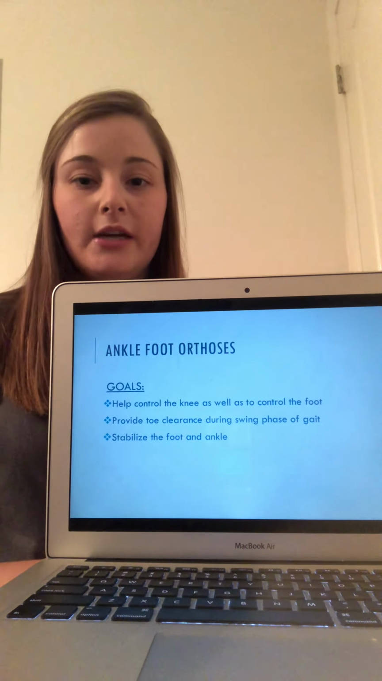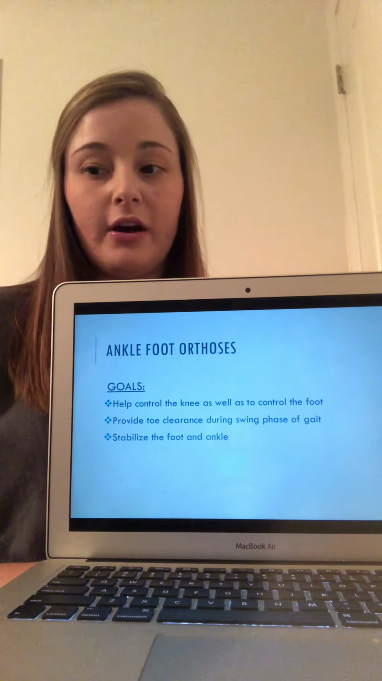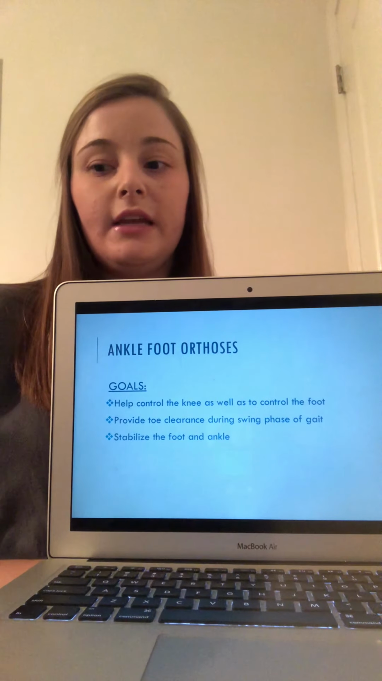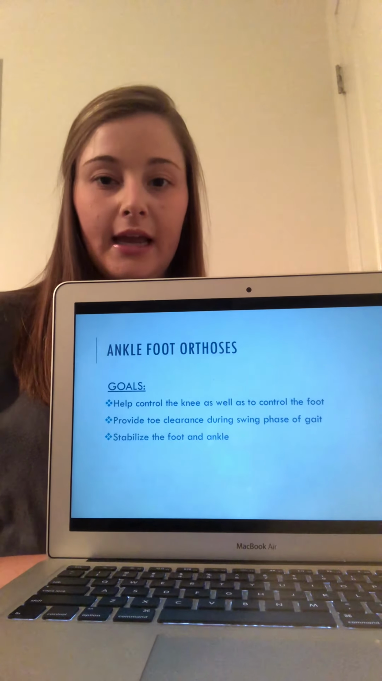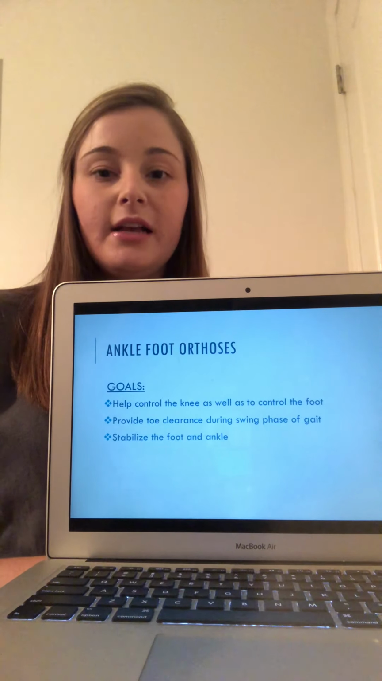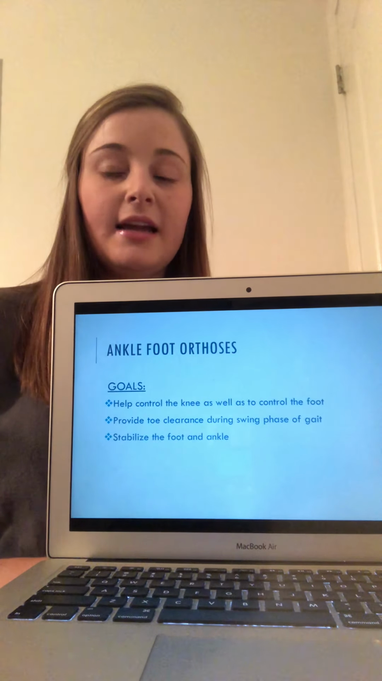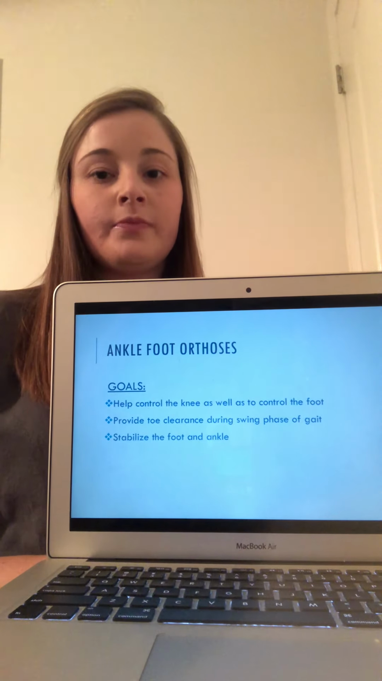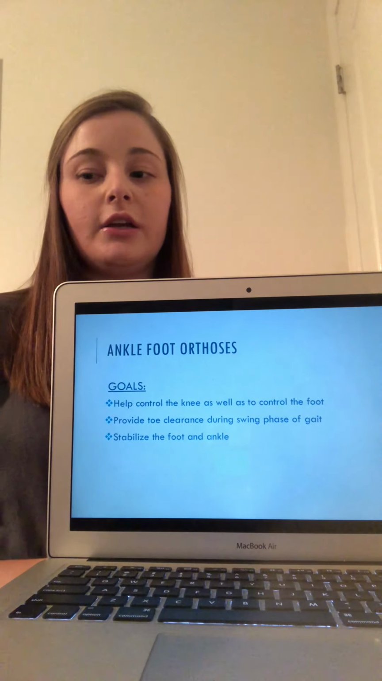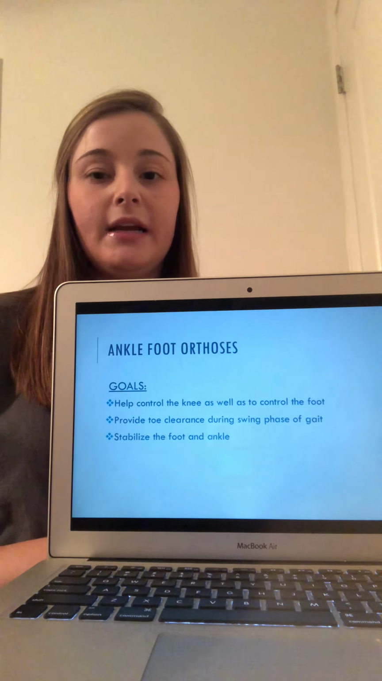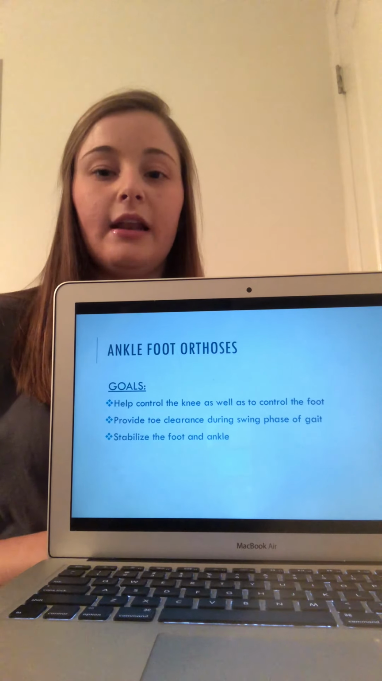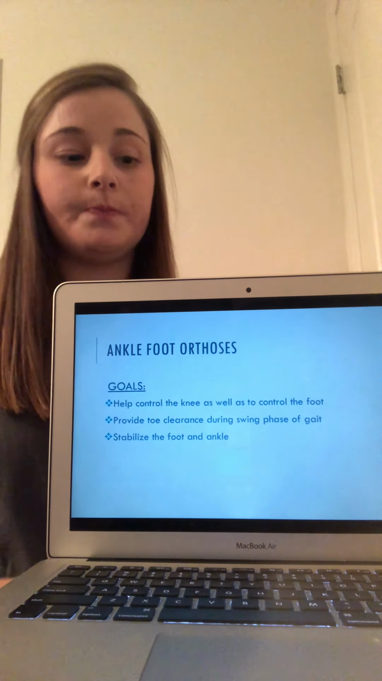So the second one we're going to talk about today are ankle foot orthotics. Some goals of these are to help control the knee as well as the ankle and the foot, provide toe clearance during the swing phase of gait, and stabilize the foot and the ankle. The reason why these have control to the knee too is because it attaches just below the knee, so it can help give some stability to the knee as well.